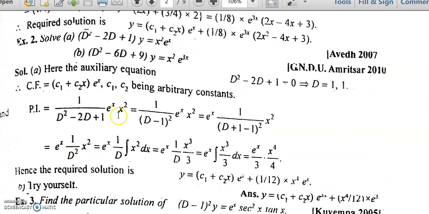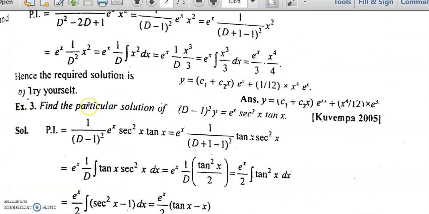So similarly you can solve this example 2. Now try to find the particular integral of this example 3, that means 1 by (D minus 1) whole square operating on e to the power x into tan x. Okay, so e to the power x comes out and D will be replaced by D plus 1. So plus 1 minus 1 cancels, so this is 1 by D square on this. So if you take 1 by D first, that means 2 times integration. So 1 time integration means integral of tan x dx.